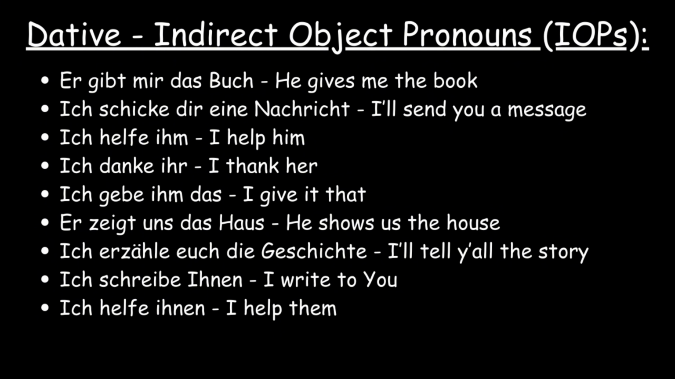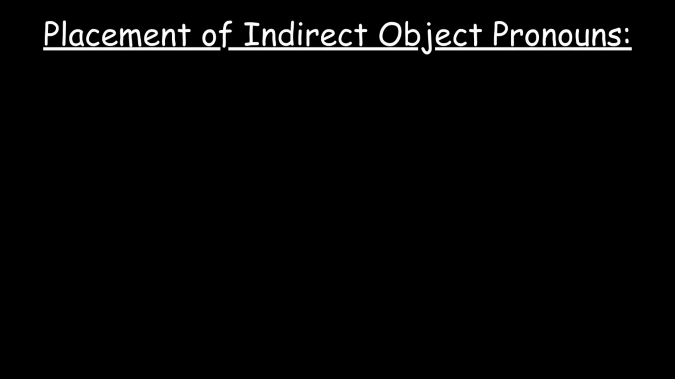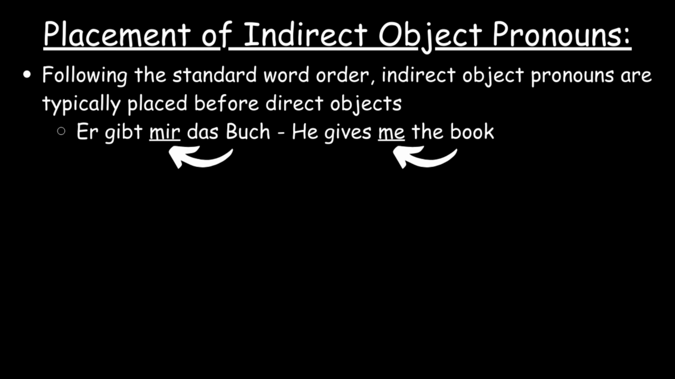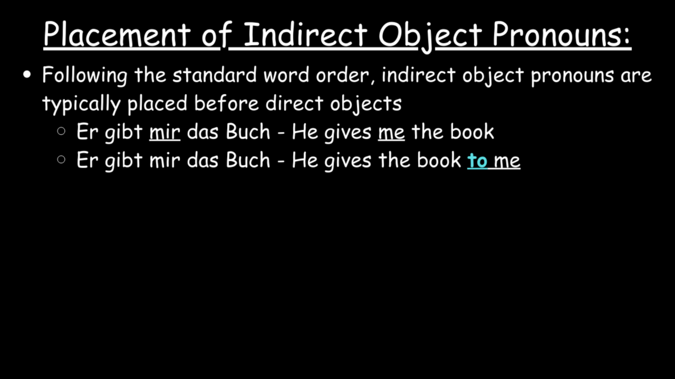This is how German indirect object pronouns work in context, and it's important to point out their placement. Following the standard word order, indirect object pronouns are typically placed before direct objects, like gibt mir das Buch. He gives me the book. This is an accurate translation, but to give a perfect meaning, mir means to me, with direction. So, the correct meaning is he gives the book to me.